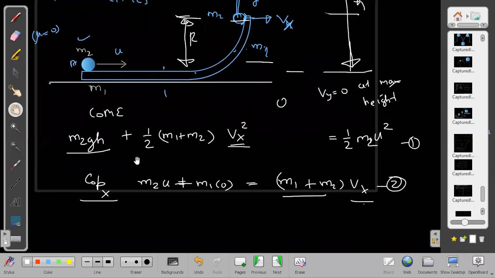Yes, in Vx there we can get. Then only one first equation is enough. One equation is enough now. We can understand it. I could have done it in this way.